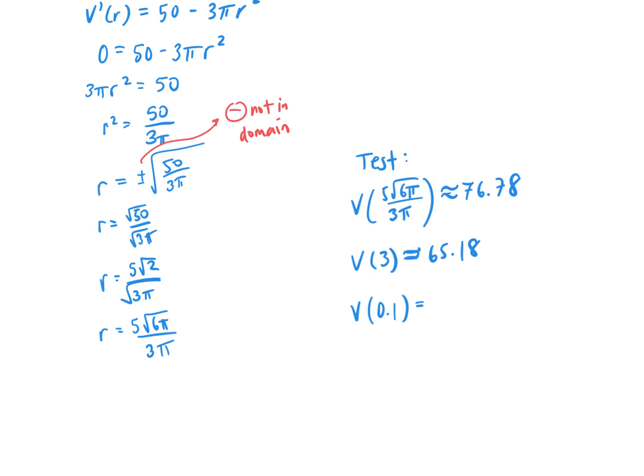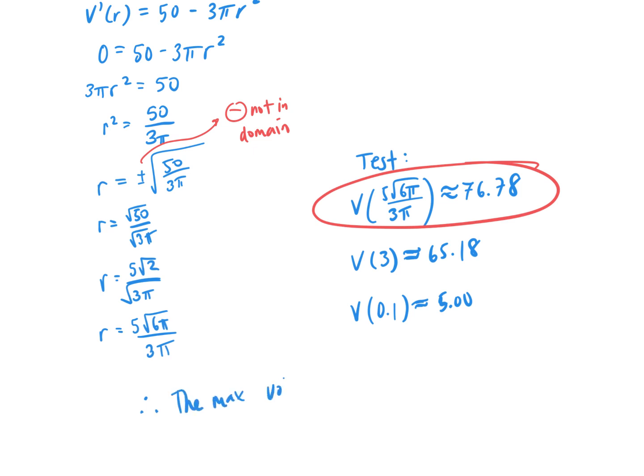And when I plug in 0.1, I get approximately 5.0. So looking at this, I know I want maximum. Here's my maximum. It was not the endpoints. So therefore, the max volume is approximately 76.78 centimeters, and it occurs at that exact radius. It didn't ask us for the radius though, so I'm not going to write it for my final answer, but there we are. So once again, this was a word problem.